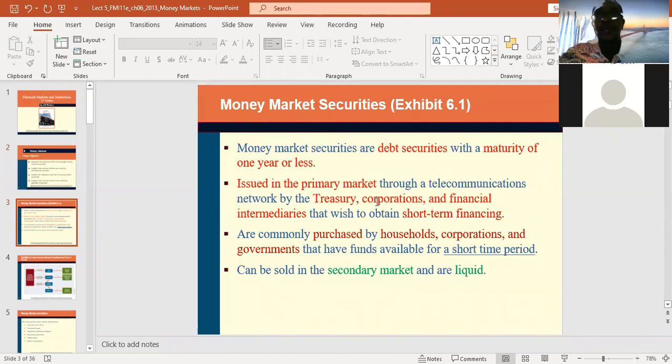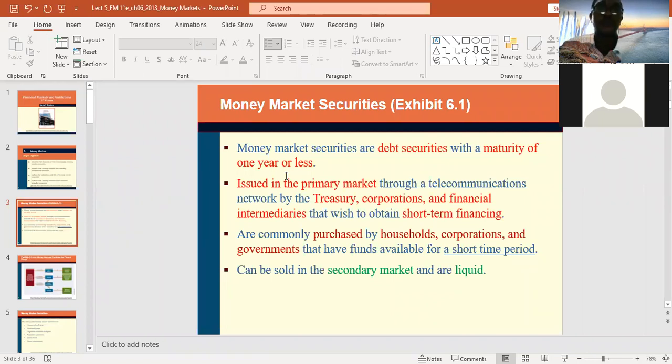So money markets, generally, are debt securities with a maturity of 1 year or less. So the key word is maturity of 1 year or less. Compared to the long-term securities, they can mature in 5 years or more. But the key feature of the money market security is that they mature just within 1 year. So they are liquid. Once you buy them, if you need money within a year, you can sell them and you can collect back your money.